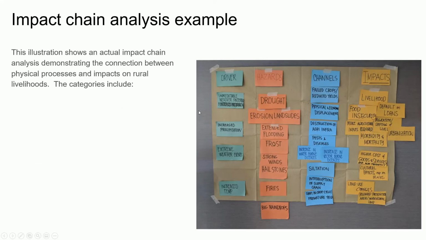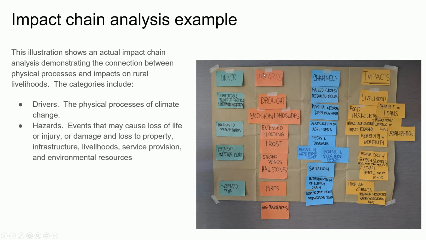Let's look at an example here. This illustration shows an example from an actual impact chain analysis. And we've got a connection between physical processes and impacts on rural livelihoods. So the categories here, we've got our drivers. These are the physical processes of climate change. And in this example, you can see that the drivers are unpredictable weather patterns, increased precipitation, extreme weather events, and increased temperatures.